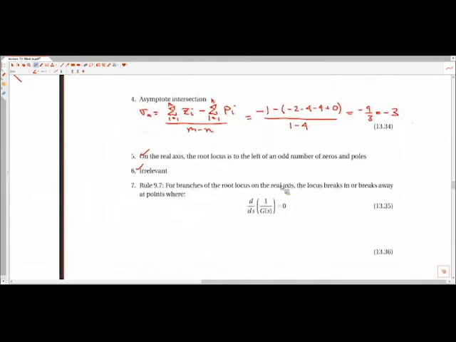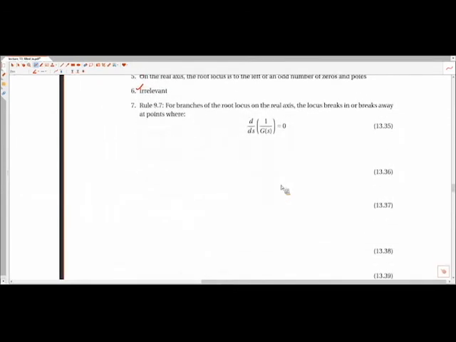Okay, so what this last rule is looking for, sorry, not rule 9.7, rule 7, is what's called breakaway points. This is where a branch will break away from the real axis. And what this is saying, if you look at the derivative of this function with respect to s, and then we're looking at it 1 over g of s is equal to 0, or equivalent to say that the derivative is equal to infinity, right?